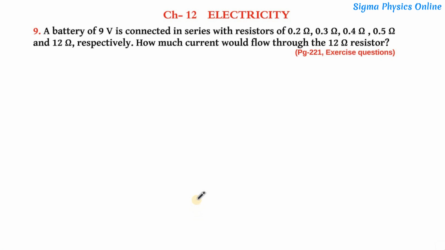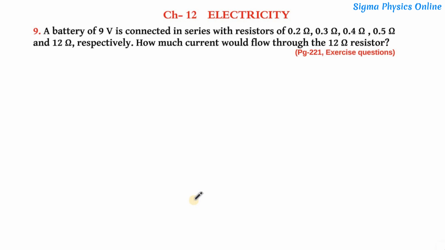Hello students, welcome back. Let's solve exercise question number 9 of chapter 12, Electricity, from the class 10 NCERT science textbook. The question goes like this: a battery of 9 volt is connected in series with resistors of 0.2 ohm, 0.3 ohm, 0.4 ohm, 0.5 ohm and 12 ohm respectively. How much current would flow through the 12 ohm resistor?